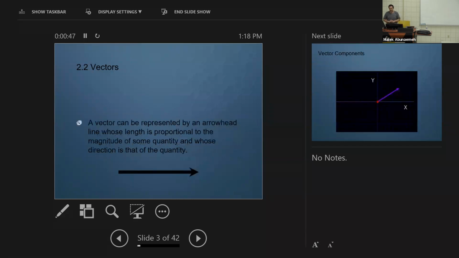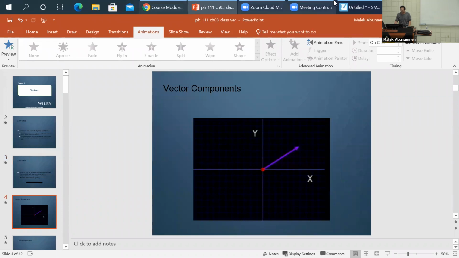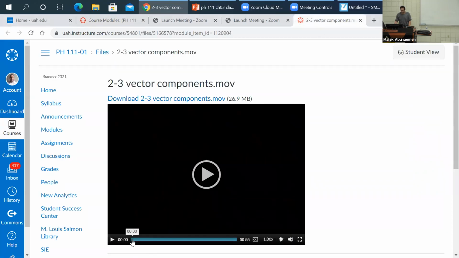Now, a vector can be represented by an arrowhead line whose length is proportional to the magnitude of some quantity and whose direction is that of that quantity. You're going to put an arrow on top of the variable. So let's go ahead and watch this little video about vectors. I have it right over here.